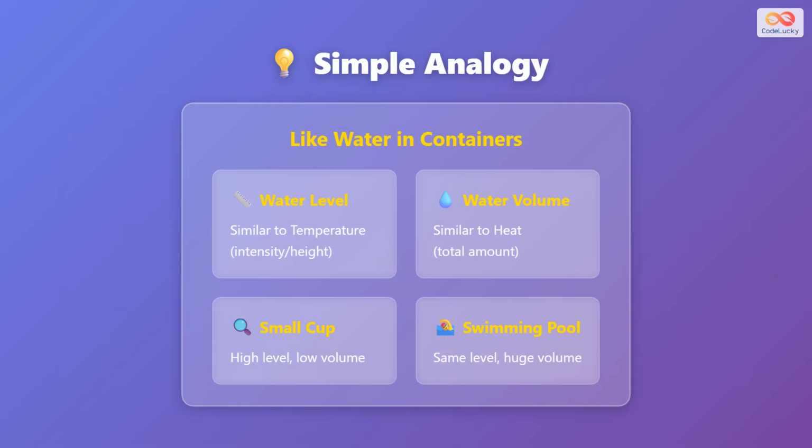Here's a helpful analogy to understand this difference. Think about water in containers. The water level is like temperature. It measures intensity or height, regardless of the container size. The water volume is like heat. It measures the total amount. A small cup can have a high water level but very little total volume. Similarly, a swimming pool can have the same water level as the cup, but contains enormously more water. In the same way, a small object can have high temperature but minimal heat energy, while a large object at the same temperature contains much more heat energy.